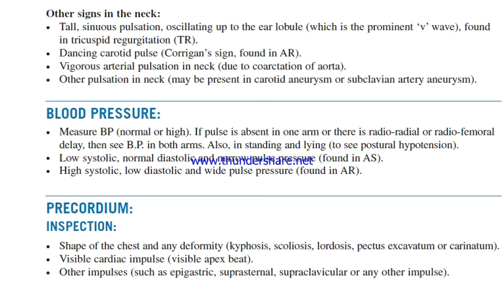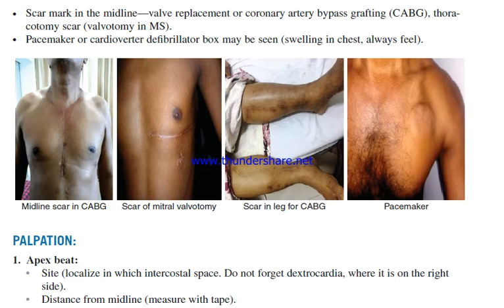Now precordium examination. Inspection: shape of the chest and any deformity, that is kyphosis, scoliosis, lordosis, pectus excavatum or carinatum. Visible cardiac impulse, that is visible apex beat. Other impulses such as epigastric, suprasternal, supraclavicular or any other pulse. See marks in the midline, valve replacement or coronary artery bypass grafting (CABG), thoracotomy scar, valvotomy in mitral stenosis. Pacemaker or cardioverter defibrillator box may be seen.